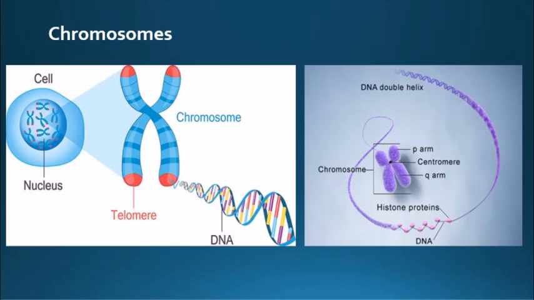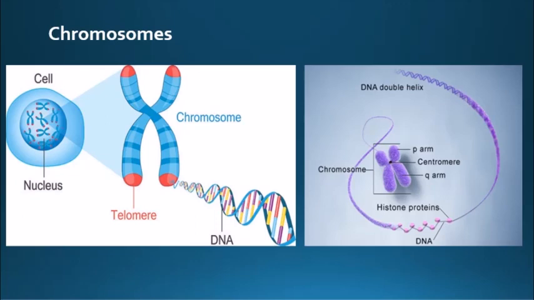Now, each chromosome is made up of DNA and appears like a dumbbell shape. There is a division in between, called the primary constriction, which we also call the centromere. We have two arms of the chromosome, the P arm and the Q arm. So two arms are present on the chromosomes, and the centromere is present in between.